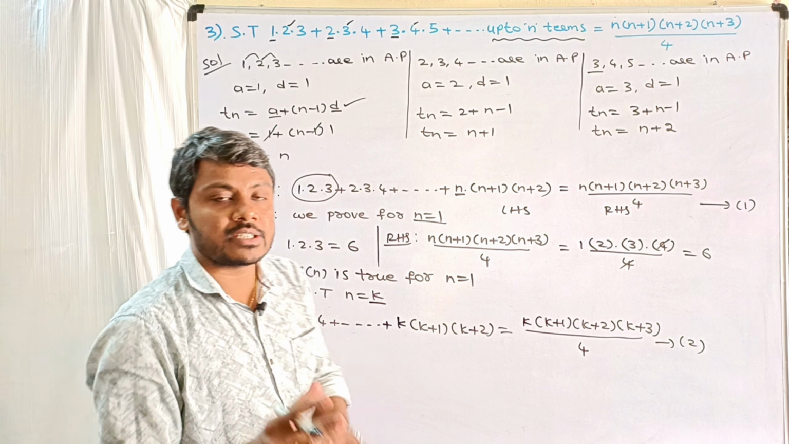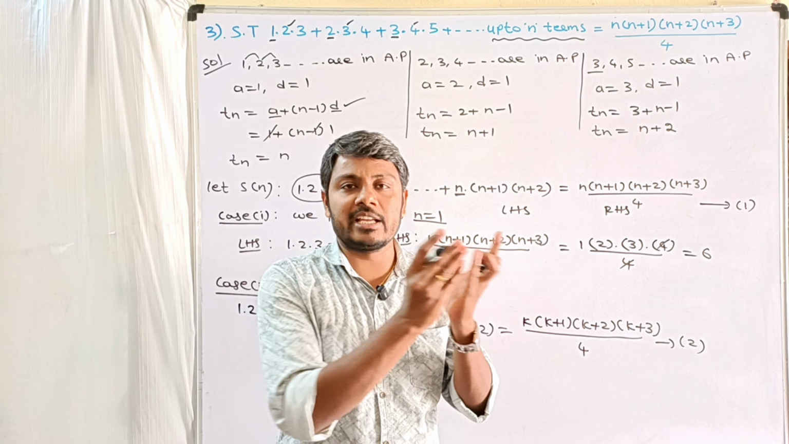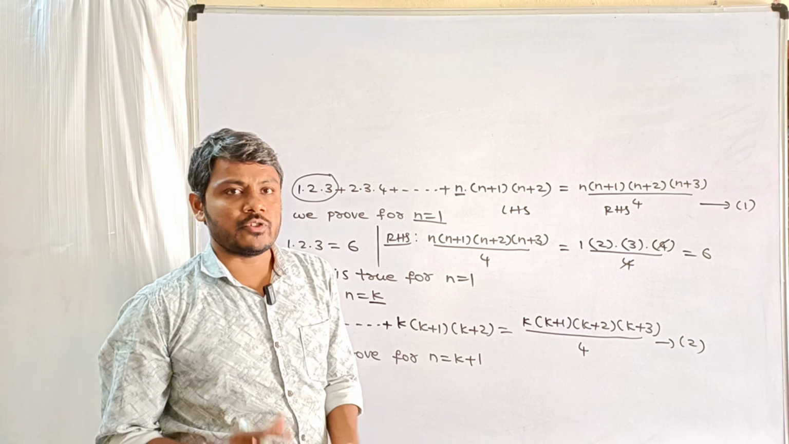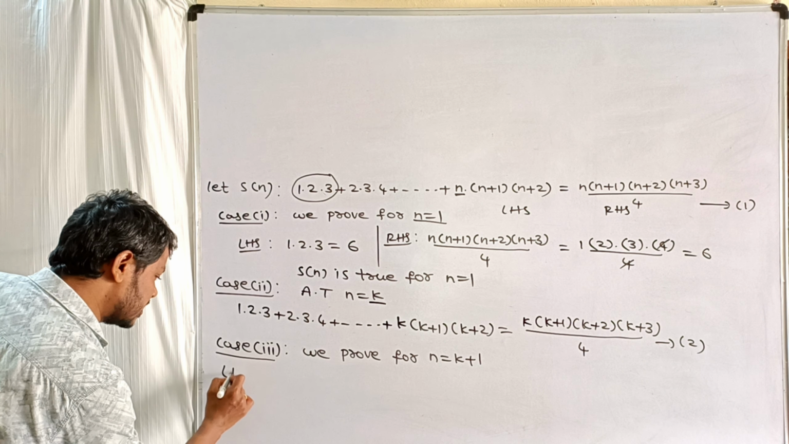And what is the last case? We prove for n equal to k plus 1. So we can consider LHS. From that we can prove RHS. So first consider the LHS of equation 1. So what is LHS?